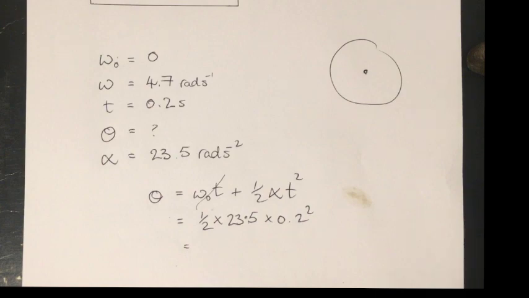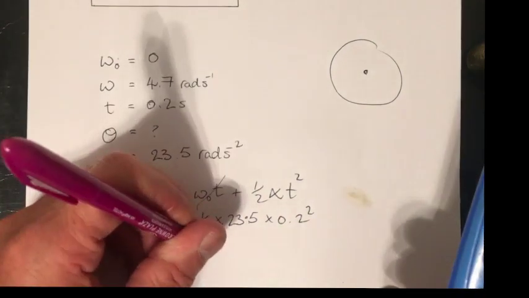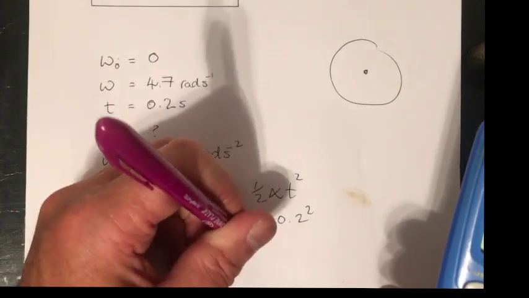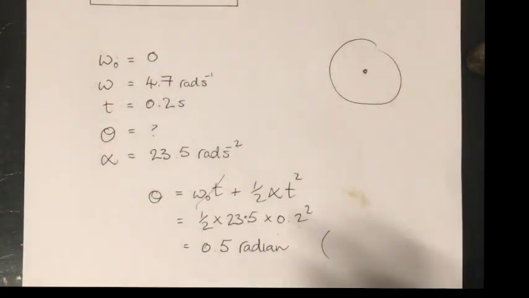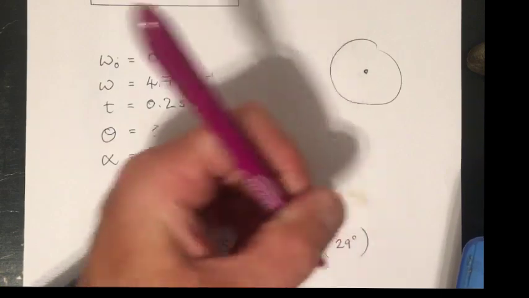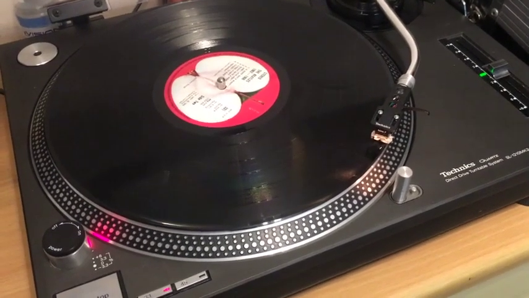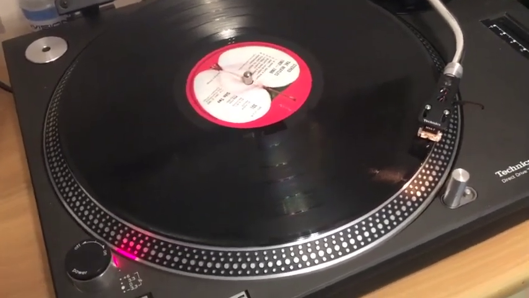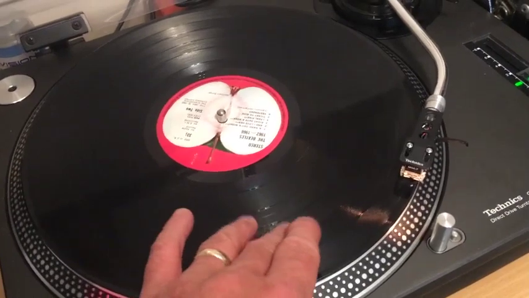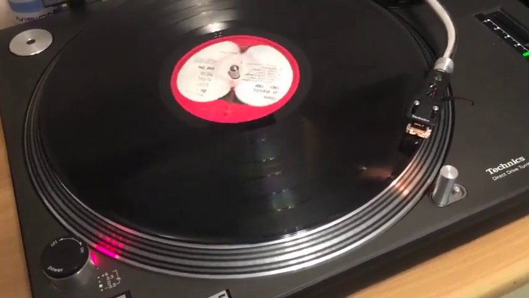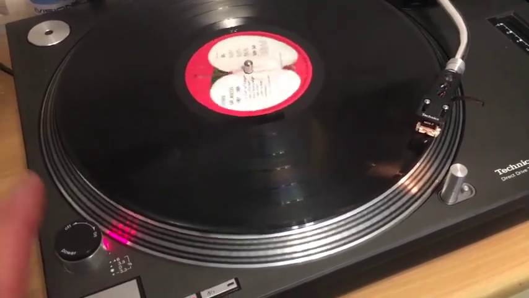0.5 times 23.5 times 0.2 squared is 0.47, round it, 0.5 radians, half a radian. Remember, a radian was about 57 degrees, so half of 57 degrees, 57.3 to be exact, divided by 2 is about 29 degrees. Let's show you that on a record. So that record needs about 29 degrees to start and reach its maximum speed. So if I bring that back, it means it is starting. That's all it needs. Ready? There you go then.